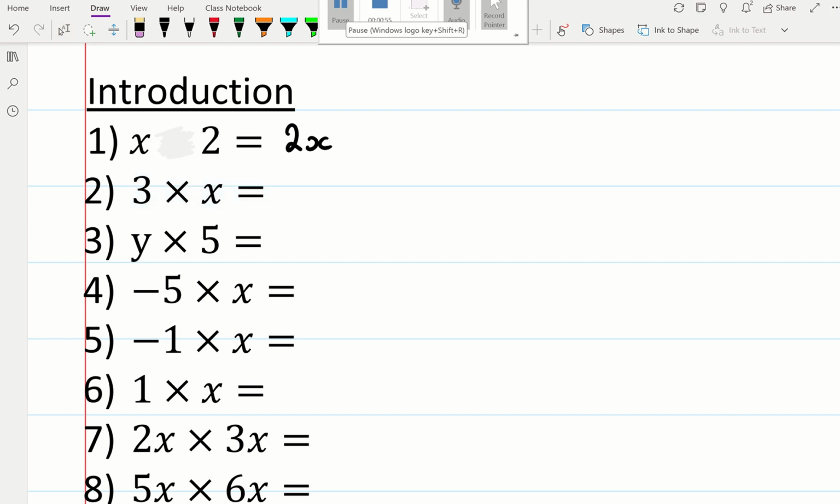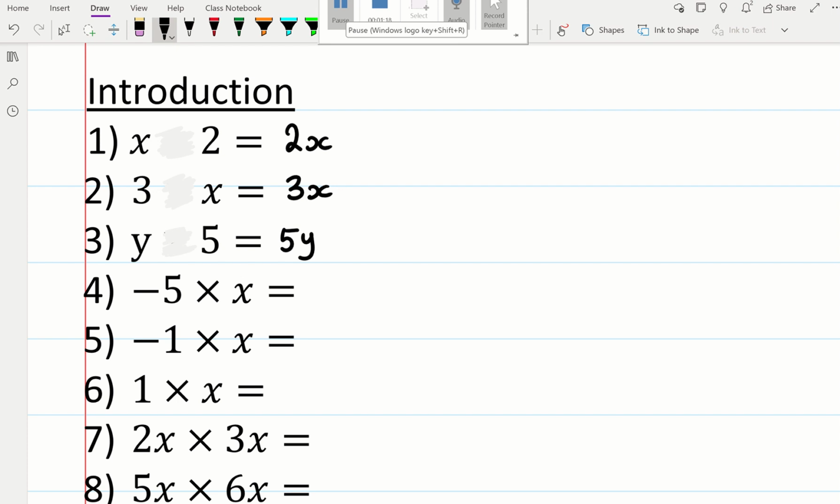So what is 3x? I never write the multiplication sign. I put them next to each other. The number always goes first. It doesn't matter what letter it is. What is y times 5? Well, I put them together. I don't write the multiplication sign, and I put the number first.